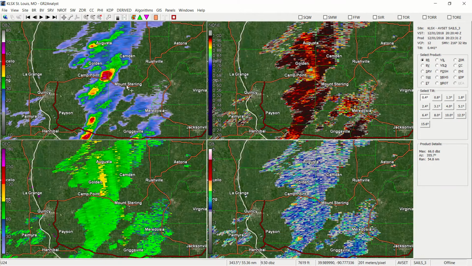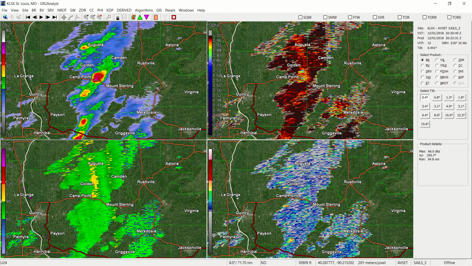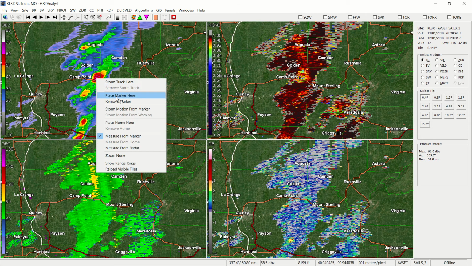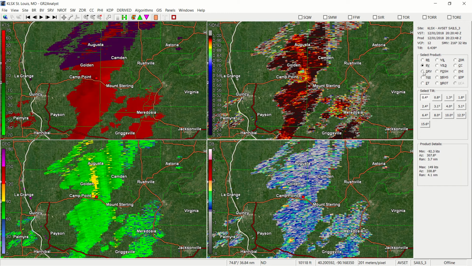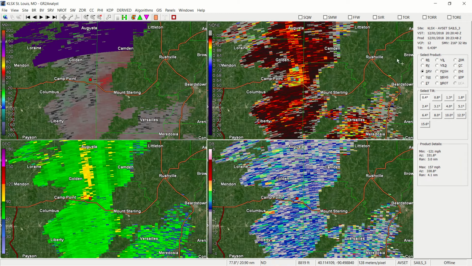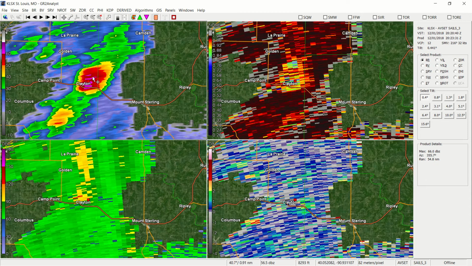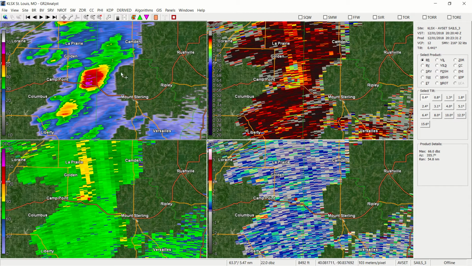With any dual pole product, you'll want to keep a reflectivity to compare to. So what I like to do is place a marker in the area that I might be interested in looking at, and then you can also look at the velocity products with that as well. I have the storm relative velocity set at 216 to 32, but reflectivity is definitely paramount to have with this. And so the first one I'm going to talk about is the differential reflectivity, or ZDR.